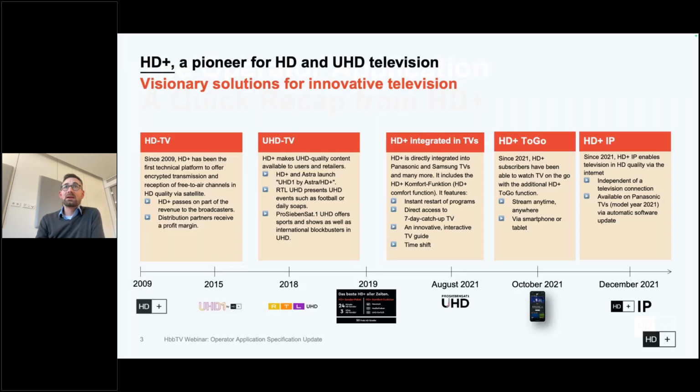First, a quick look back at HD+. We started in 2009 with HD broadcasting. In 2015 we introduced the first UHD channel, and 2019 was then really a big milestone for HD+. We introduced our first operator application for our satellite product. Then later, in 2021, we introduced another operator application for IP only. In the meantime, we additionally launched HD+ to go, which is a pure streaming offering for mobile devices.